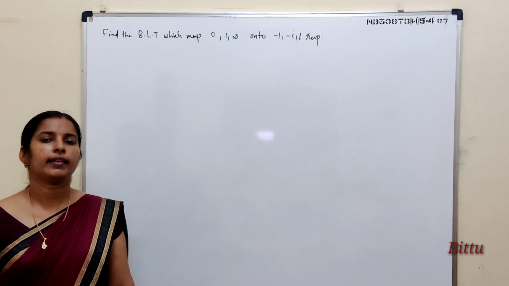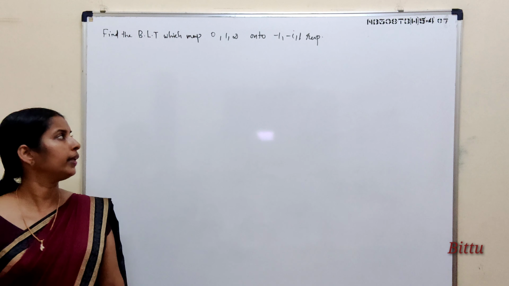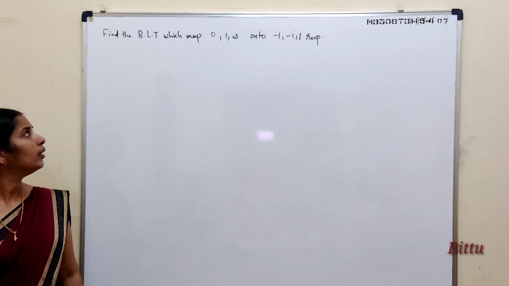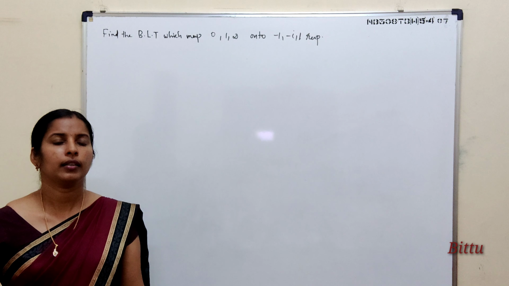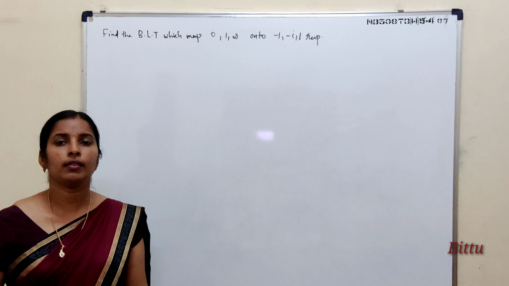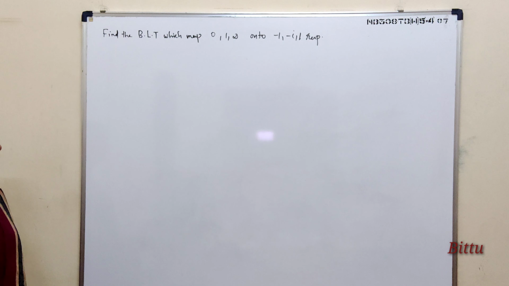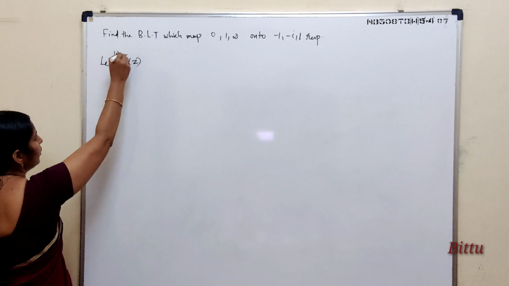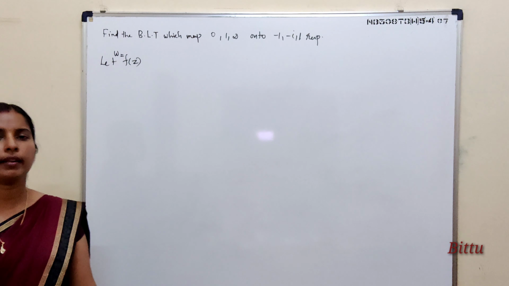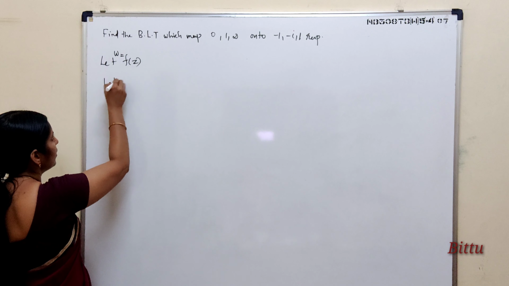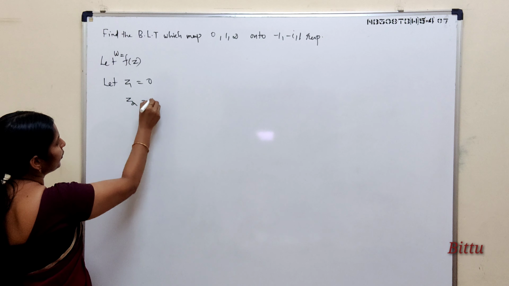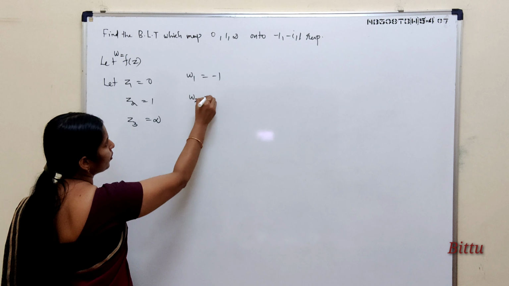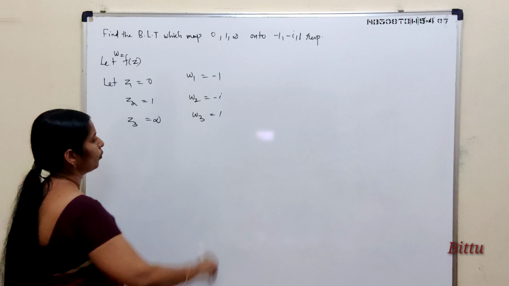Next question, find the bilinear transformation which maps 0, 1, infinity onto minus 1, minus i, 1 respectively. See, bilinear transformation is also known as linear fractional transformation or Mobius transformation. Let omega equal to f(z) be the required bilinear transformation. Let Z1 equal to 0, Z2 equal to 1, Z3 equal to infinity, and omega 1 equal to minus 1, omega 2 equal to minus i, omega 3 equal to 1.